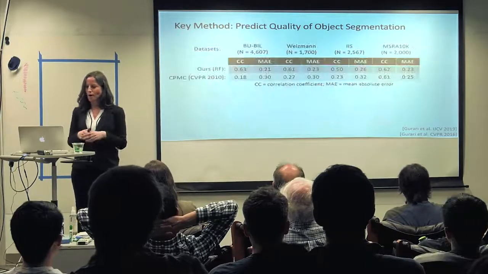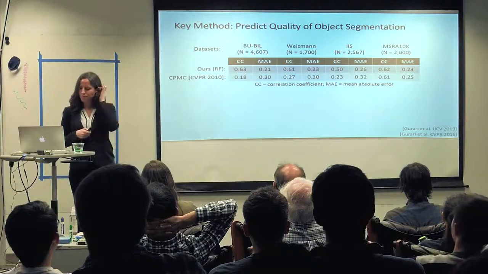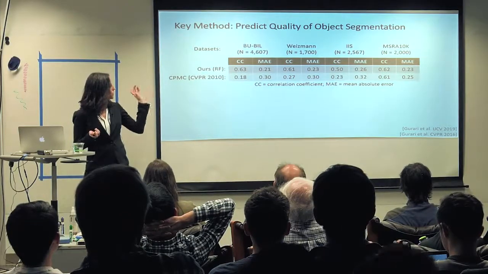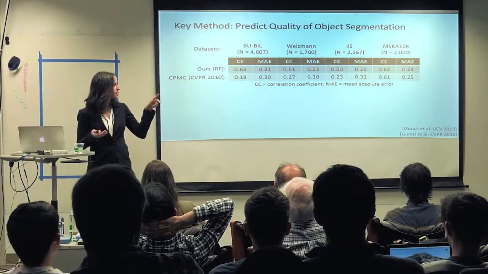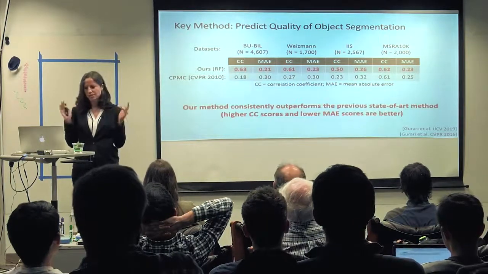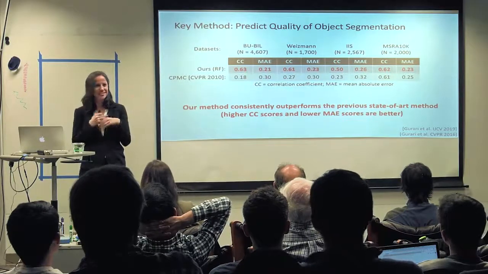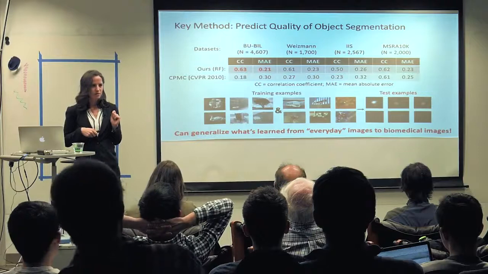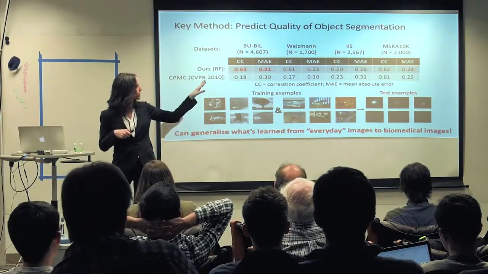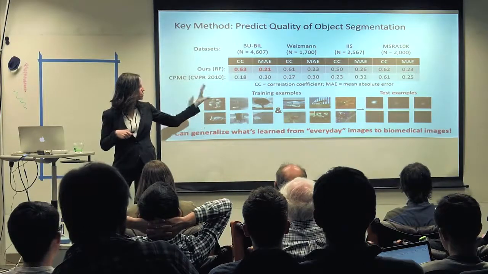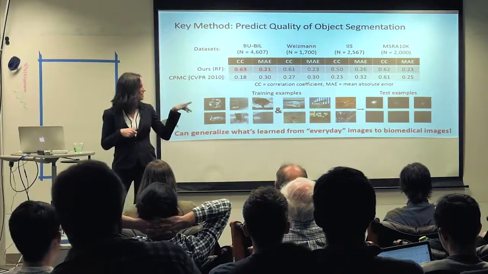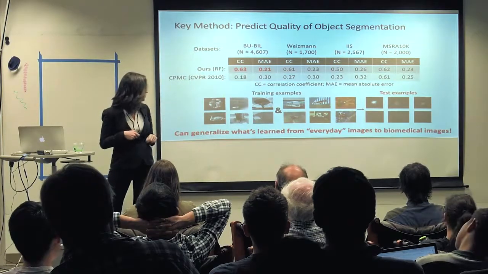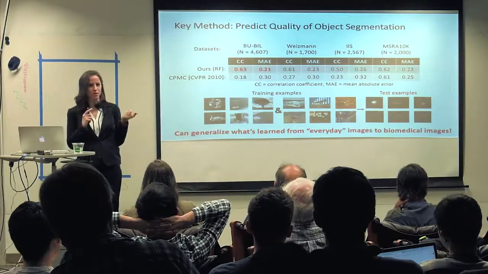How does this do in practice? We explored, again, with 4 data sets. We evaluated across 2 different metrics, the correlation coefficient and the mean absolute error. I'm showing our results from our top performing method, the random forest method, as well as the previous state-of-the-art method. Without going into the details of the numbers, what you want to see is higher CC scores and lower MAE scores, and our method consistently outperformed the previous state-of-the-art method. What is really cool, in my opinion, is that I'm showing results from cross-data set analysis. So train on the 3 data sets not shown in red, which are grayscale images and color everyday images. Take that, put it on the test examples, which is a data set on biological information. And what you get is very good results where the algorithms can generalize what's learned from everyday images to biomedical images.